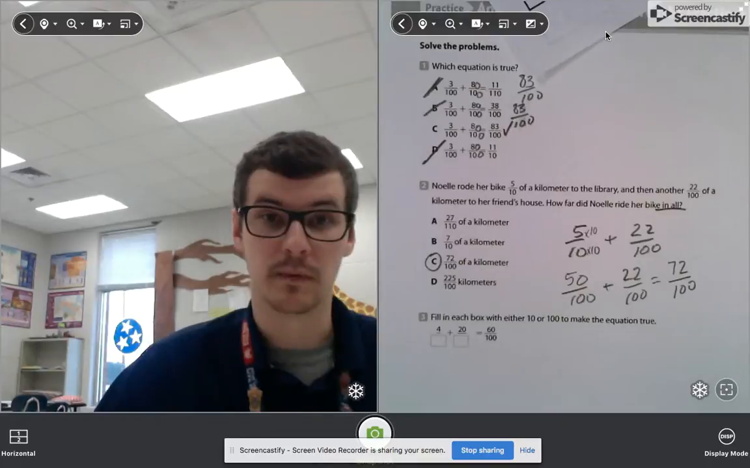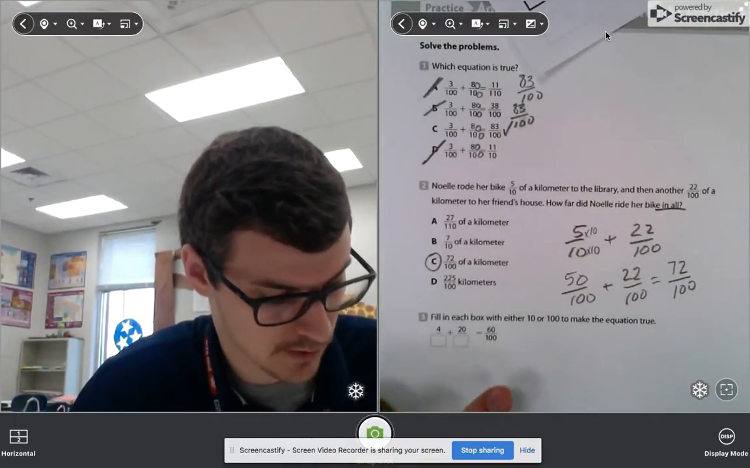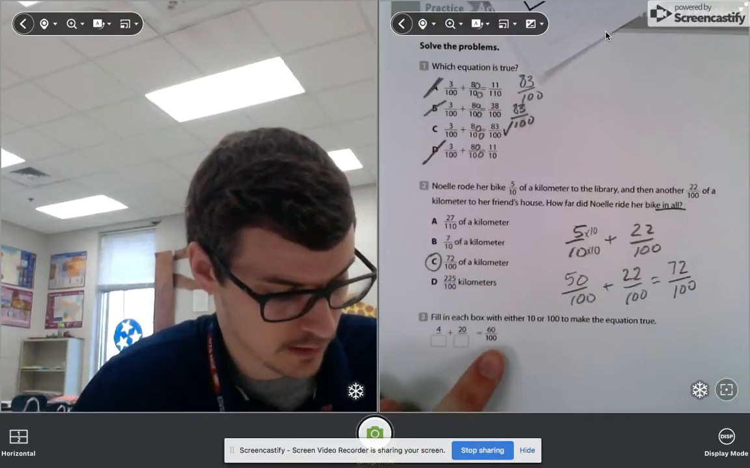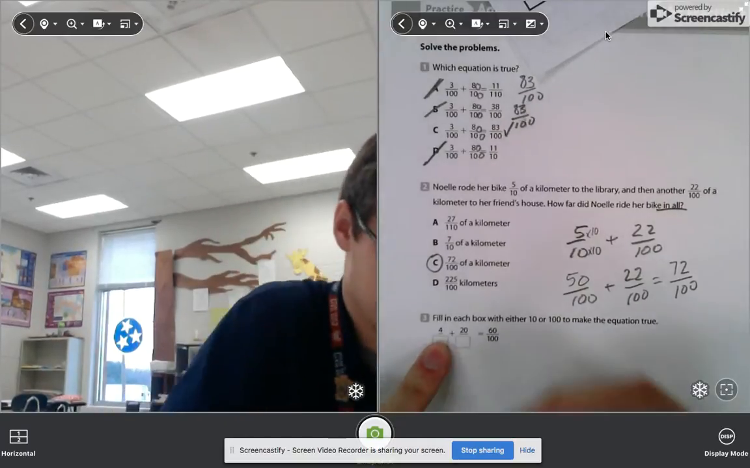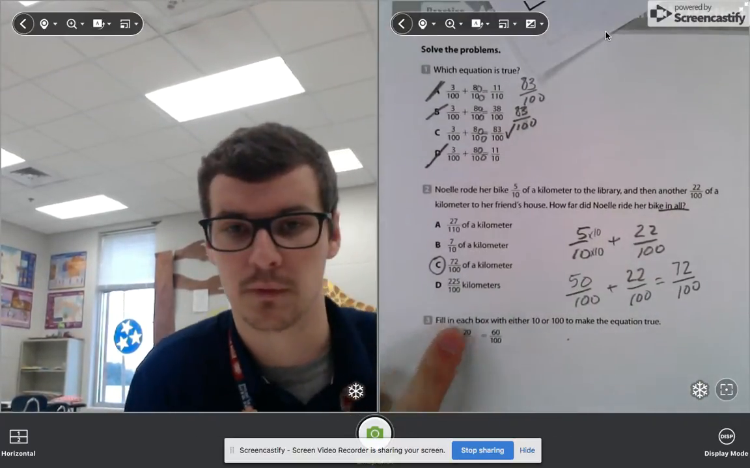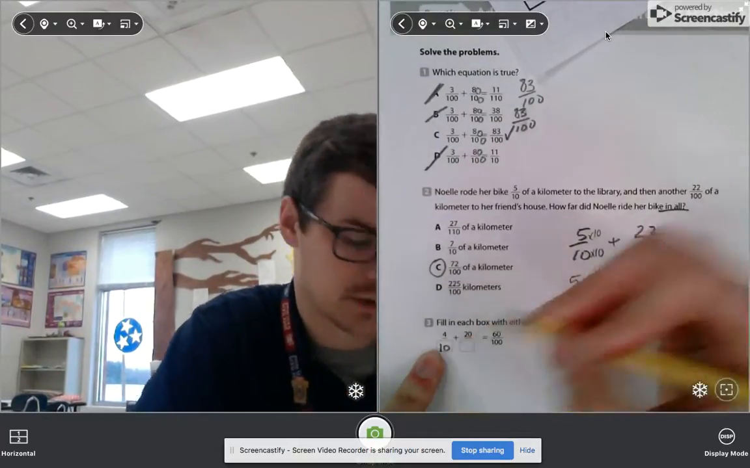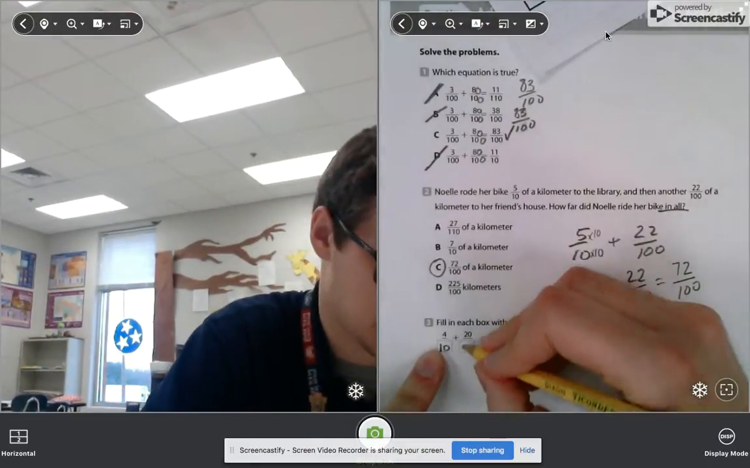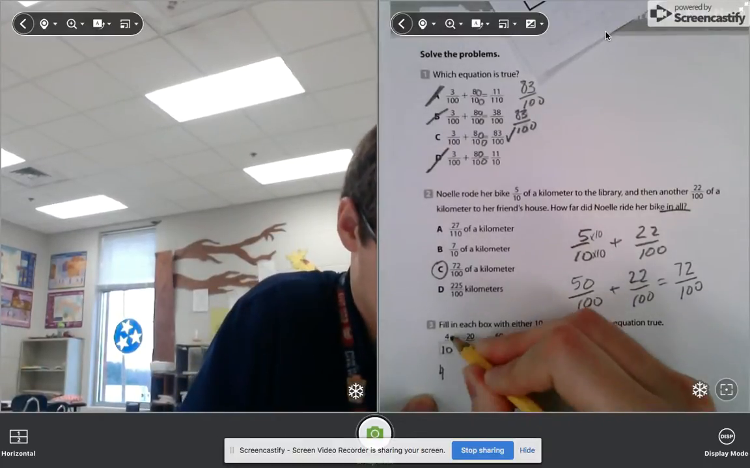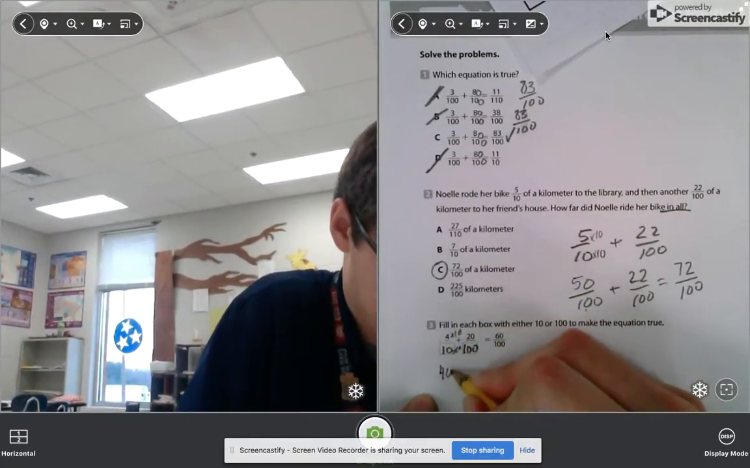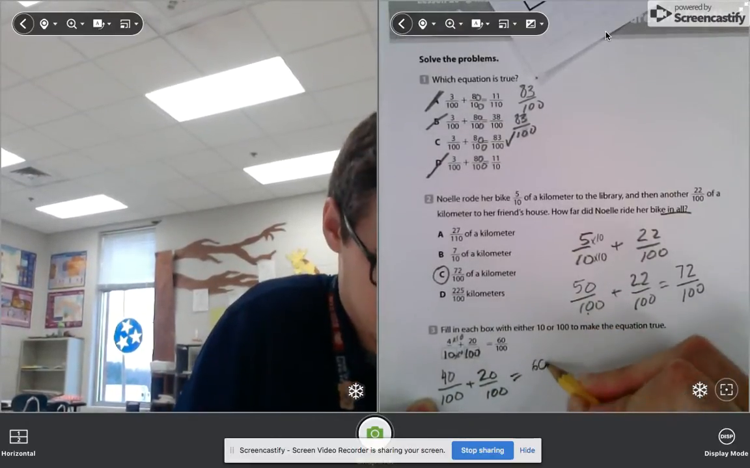All right, we have 1 minute and 30 seconds left, so let's finish strong. Fill in each box with either 10 or 100 to make the equation true. So we know that our final answer is 60 over 100. For this one, I know it's not going to be 4 plus 20 is 24. So that means the 4 is going to have to change to a 40. So it would have to have originally been 4/10 and 20 hundredths. And then I would have changed this one, times 10 over 10, and got 40 over 100 plus 20 over 100 equals, you guessed it, 60 over 100.